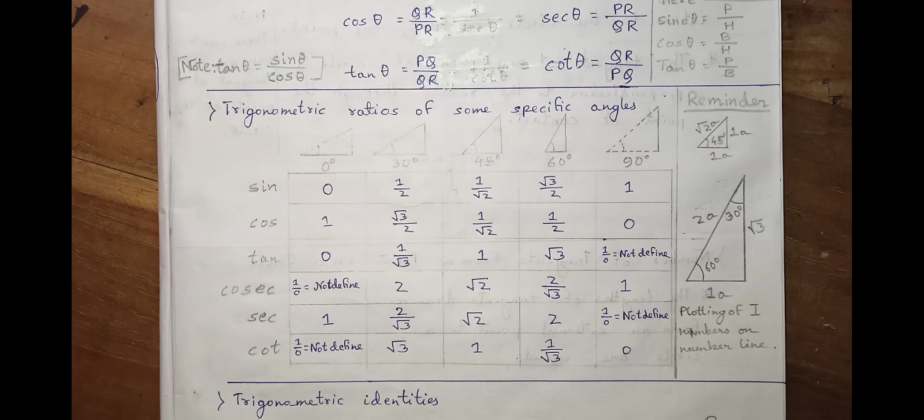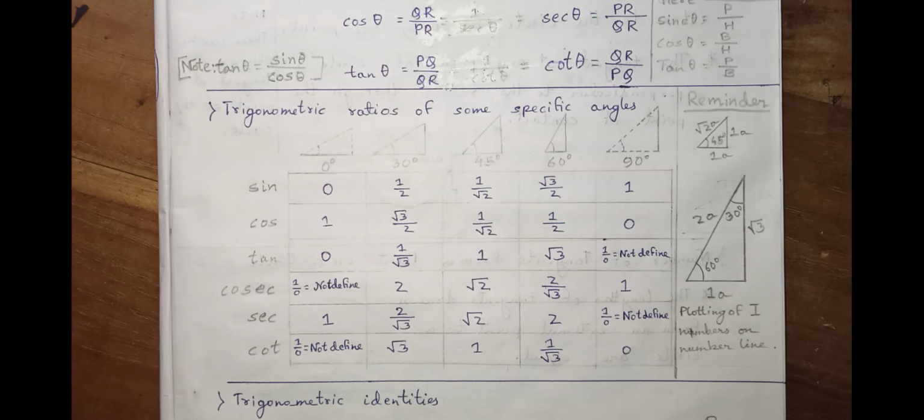Got it? Same as sine 45 degree. Remember how to plot root 2, the irrational number, on the number line. So here we get the figure. Side opposite by hypotenuse. The hypotenuse is root 2a, the side opposite is 1a, so 1a by root 2a, the a cancels, so 1 by root 2. Sine 45 degree is 1 by root 2.